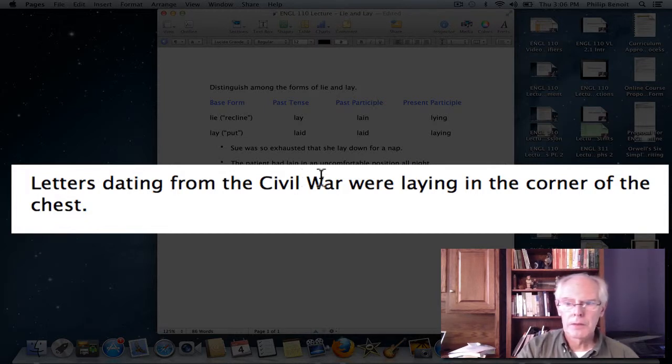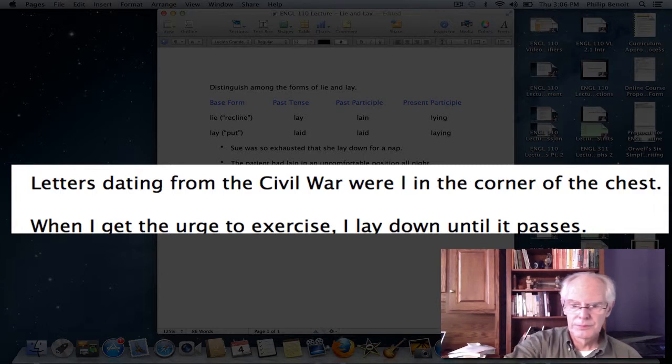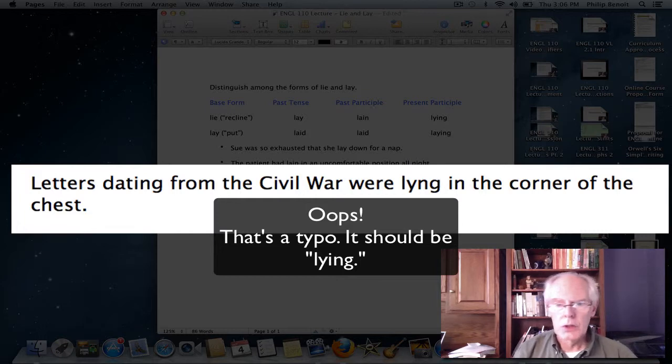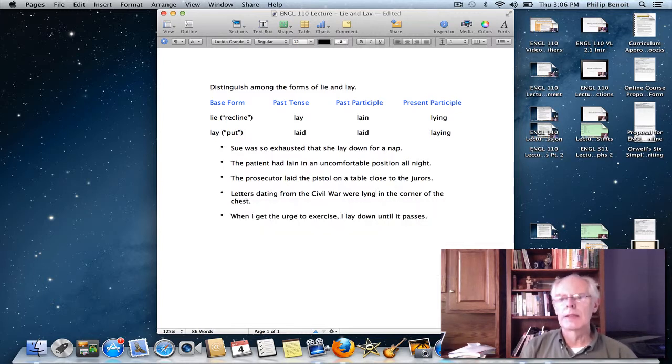So when we use the past tense here, the letters dating from the Civil War were lying, the present participle I should have said, were lying in the corner of the chest. That sounds right? It is right. We're using, again, the form of lie, not the form of lay. And that's all you really need to figure out in any given sentence. And then you just use the tense or the participle that you need to use.